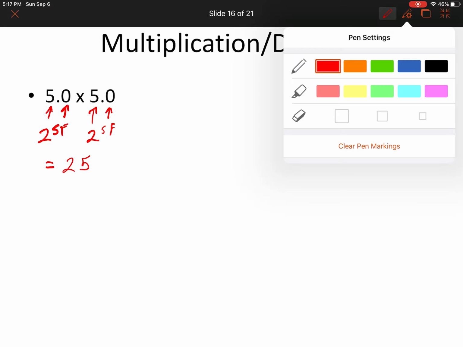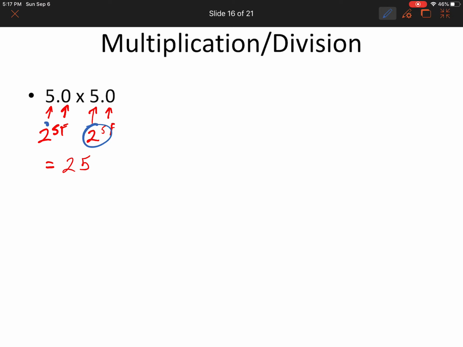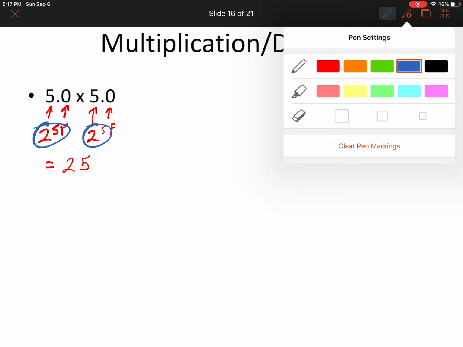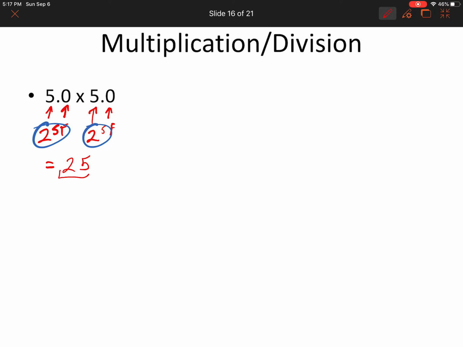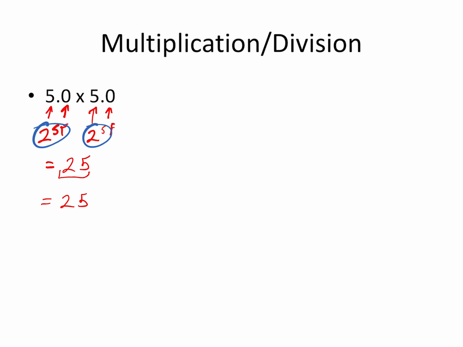Now, 5.0 times 5.0. We know from the previous one that each of these has 2 significant figures. Because the 5 is good, the 0 is at the end after a decimal. We once again multiply this, we get 25. In this case, these numbers are the same, so that works out well for us. I get to underline the first 2, and my answer is still 25. So information is still looking to be pretty strong. We're getting answers that make sense.